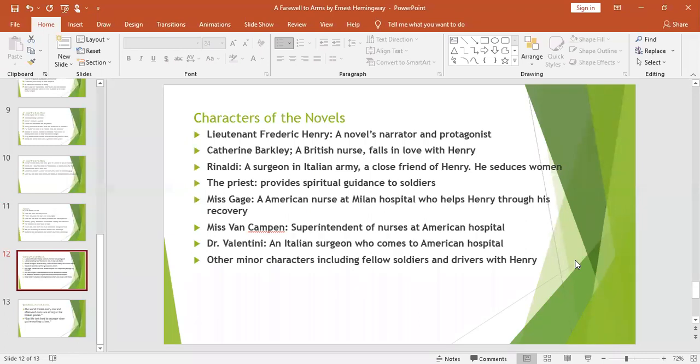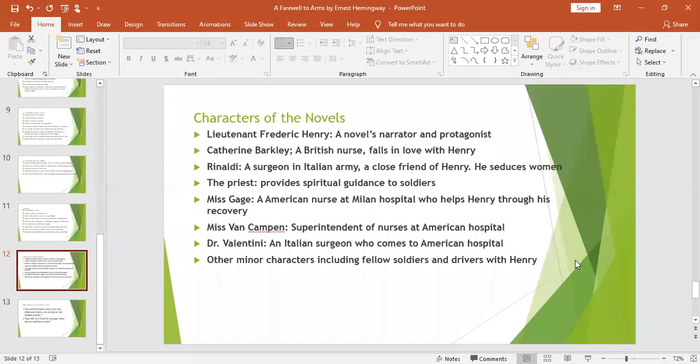Now, the important characters in this novel are here. Lieutenant Frederick Henry, the novel's narrator and protagonist. So he narrates the novel, and at the same time, he's the hero of the novel. Catherine Berkeley, a British nurse, falls in love with Henry. Now you can say that she is another main character in the novel, and we call her the heroine of the novel, and she is head over heels in love with Henry.